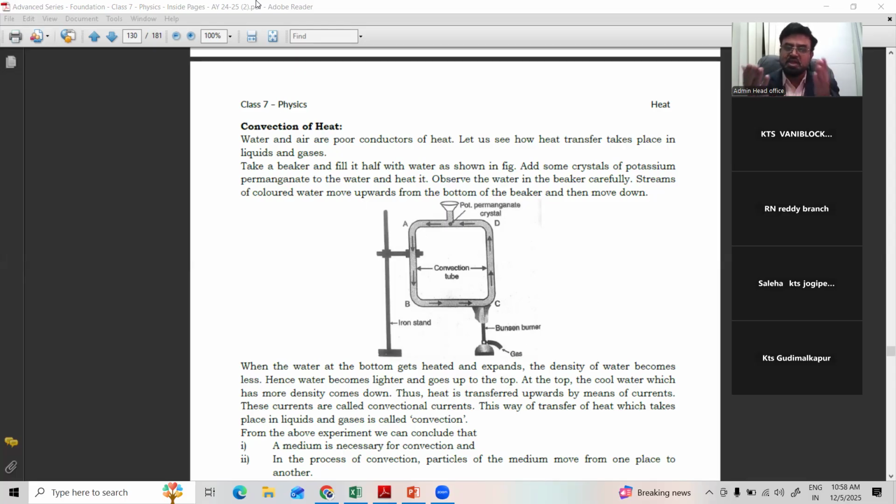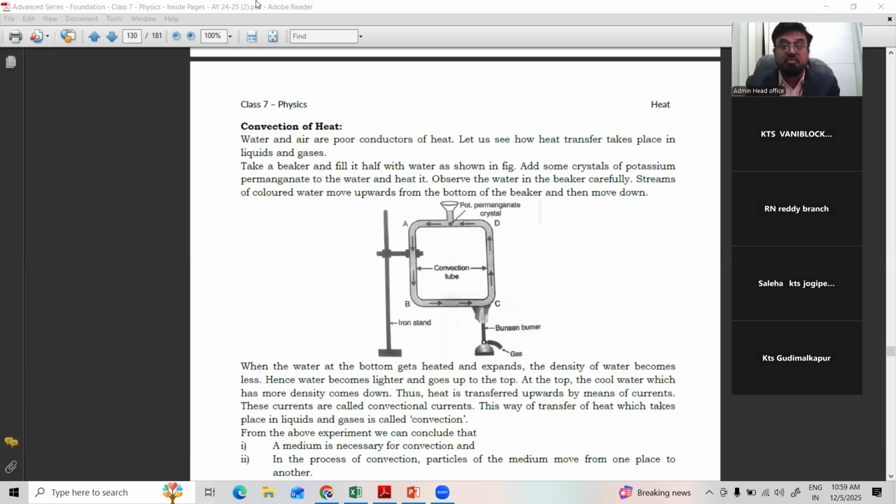So what happened here? The surface particles, after becoming hot, become light and the cold water is pushed upward. The total water circulates, with all the molecules moving from top to bottom and bottom to top, making all the water hot. You can observe the same when you take a small bowl of water and place it on the gas stove.